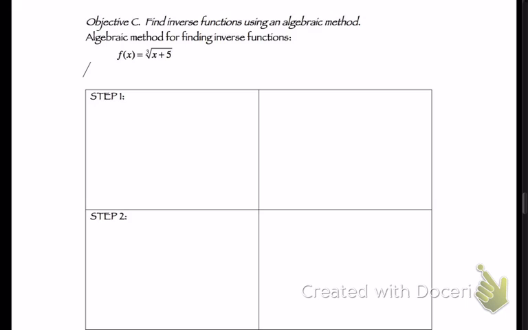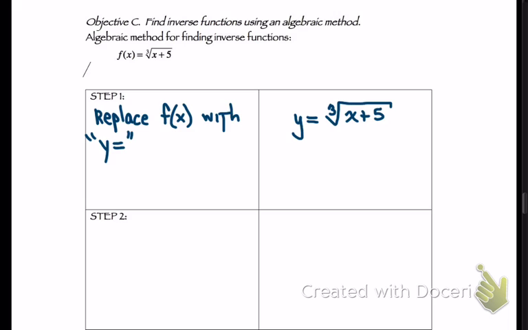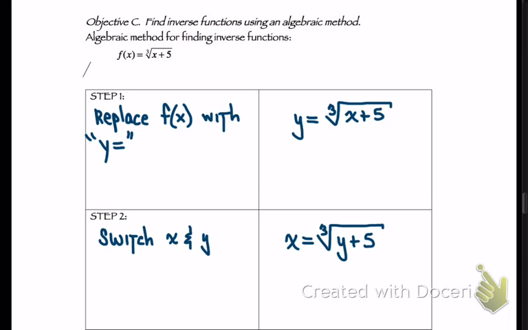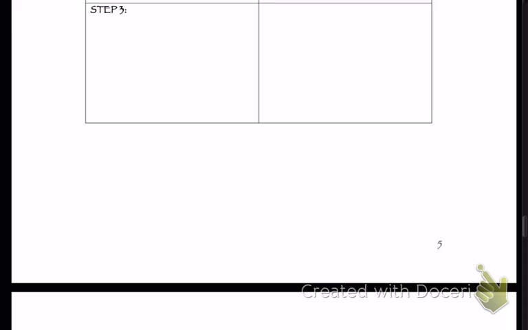Step 1, I'm going to replace the f of x with y equals. I know that to find the inverse, all I simply do is switch the x and the y values. So guess what? Step 2, switch your x and y. It went from y equals to x equals. The x was on the inside, now the y is on the inside. So I replaced f of x with y equals in step 1, I switched the x and y in step 2, and now in step 3, all I'm going to do is solve for y.